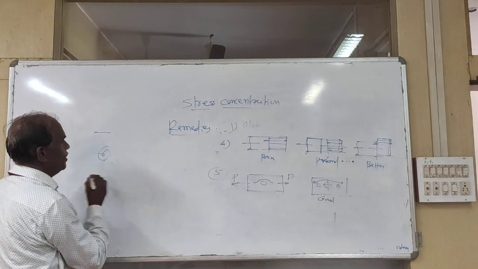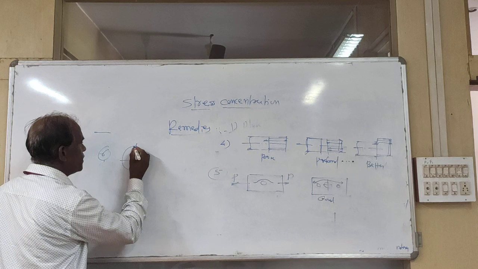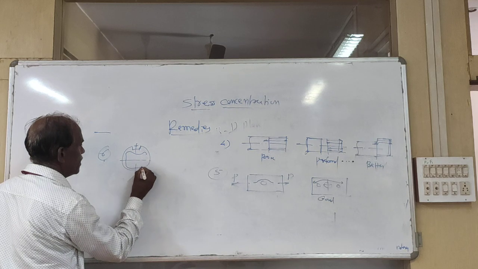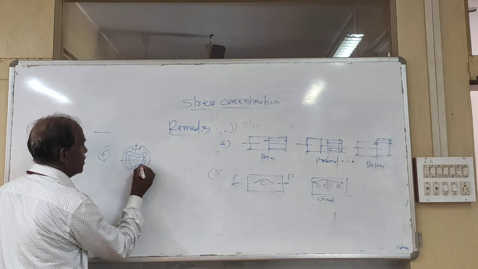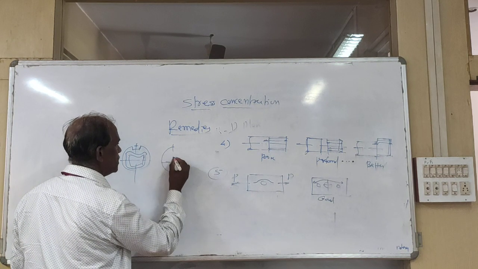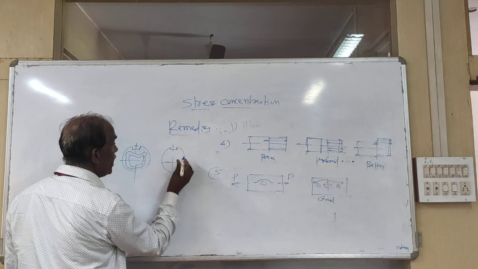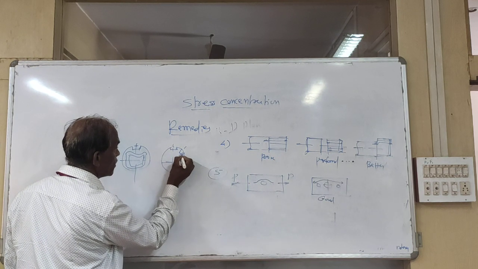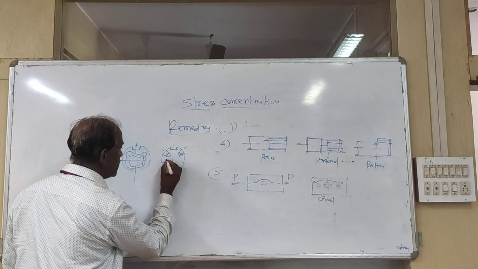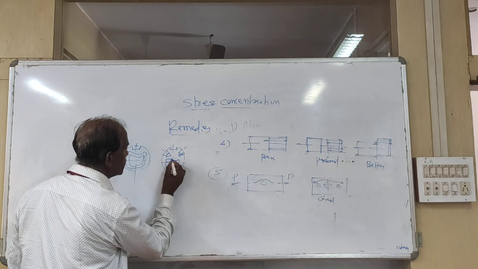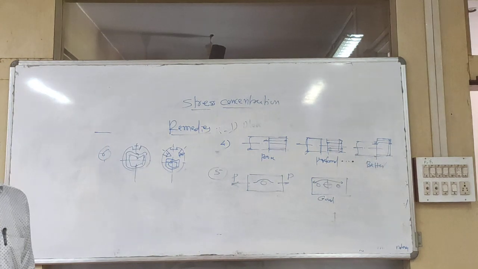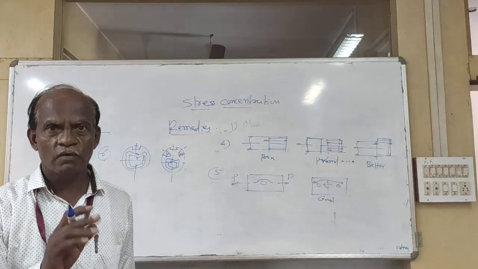Suppose in the case of a keyway. So this is a keyway shaft. This is a keyway here, and these are stress lines. So what do you do in this case? Provide additional holes on either side. So stress lines are shifted towards the bottom side. This is how the remedies for stress concentration work. Okay, stop this. Thank you.